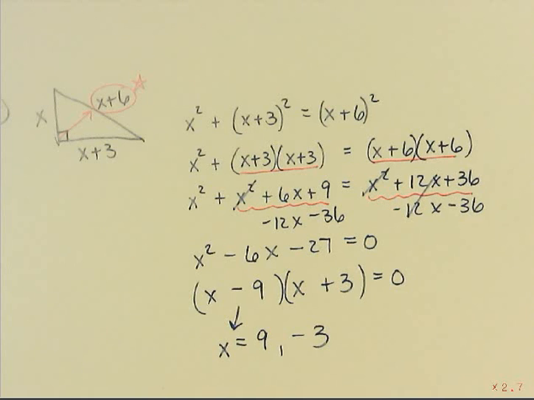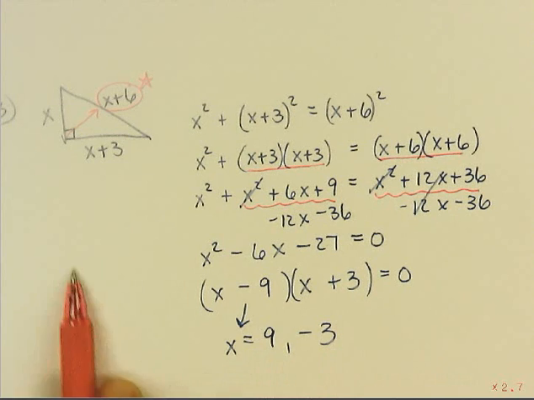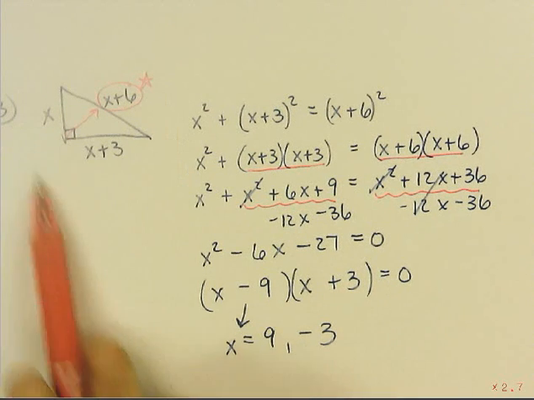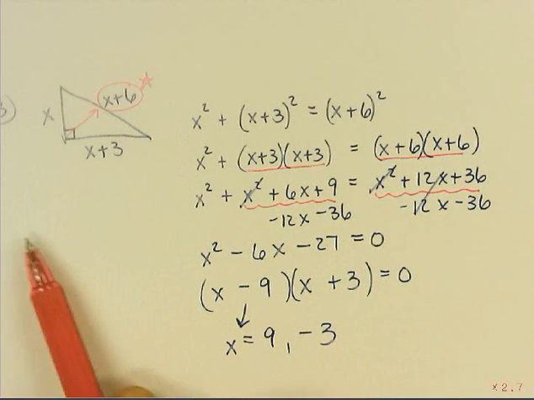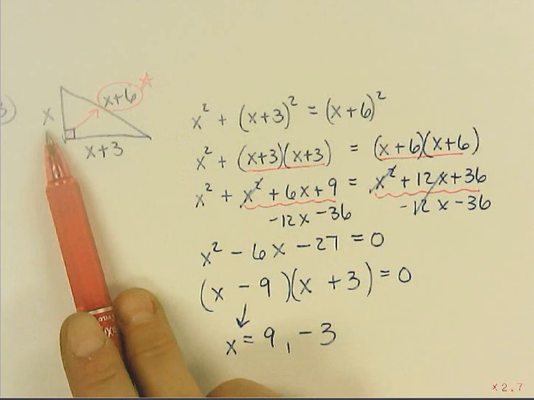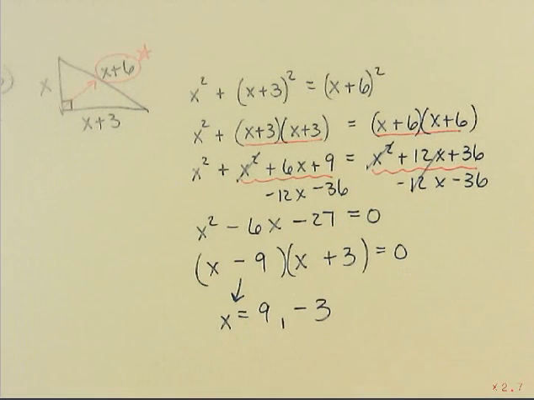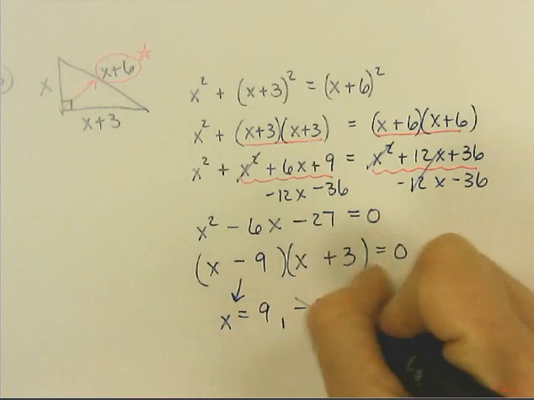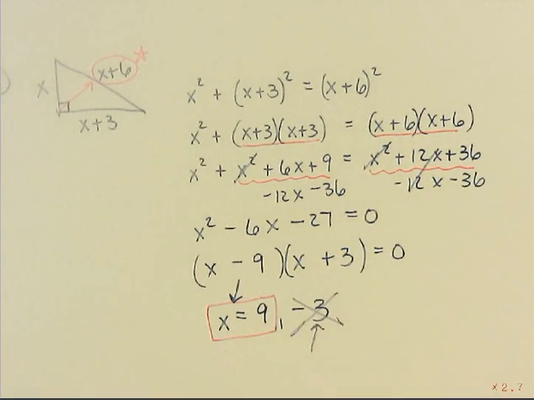But you have to stop and think on this problem. This is kind of weird. These refer to answers that are related to some type of length in a triangle. So you have to go back and make sure both of these answers make sense. 9 does work, but notice when I plug in negative 3 here, I can't have a negative length for a triangle. So negative 3 gives me what's called an extraneous solution. Okay, so we have to cross this one out. And my only answer is x equals 9.